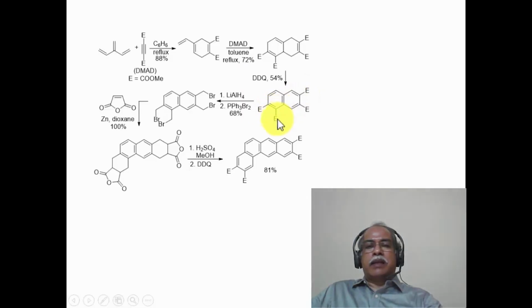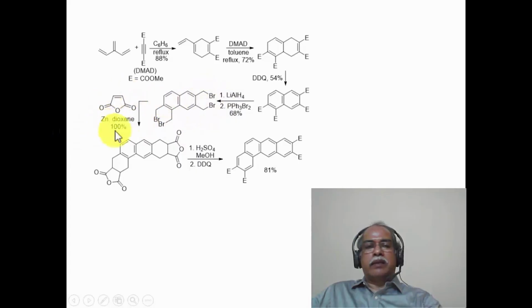Now, the ester can be reduced with lithium aluminum hydride, and the alcohol so obtained can be converted into the corresponding tetrabromide. So, the tetra alcohol which is produced by the lithium aluminum hydride is converted into the tetrabromide using triphenylphosphine bromine combination as the brominating agent. Now, this tetrabromide is treated with zinc dust. When it undergoes reaction, which is a dehalogenation reaction, you form an orthoquinodimethyl derivative here and an orthoquinodimethyl derivative here, which can undergo double Diels Alder reaction once on this side.